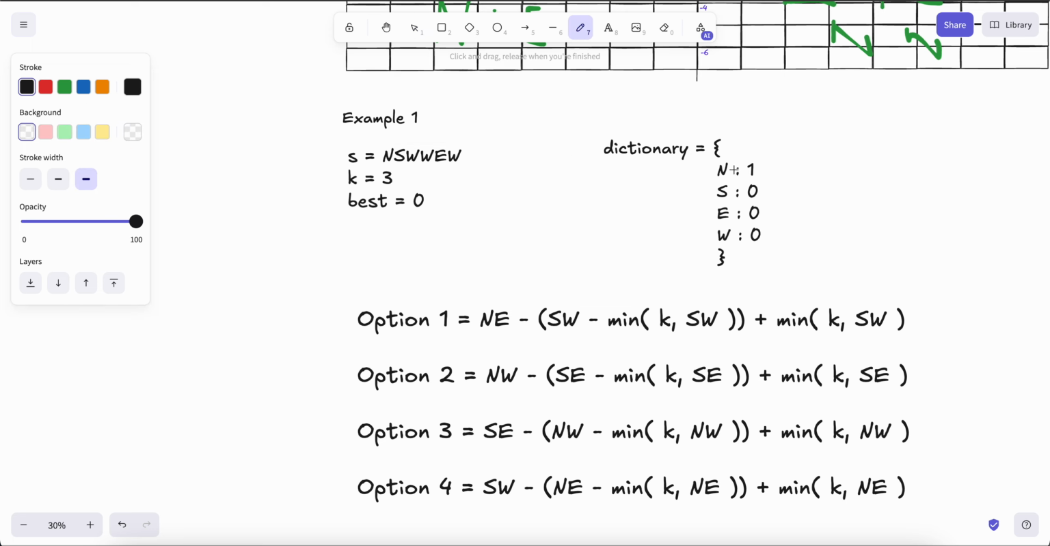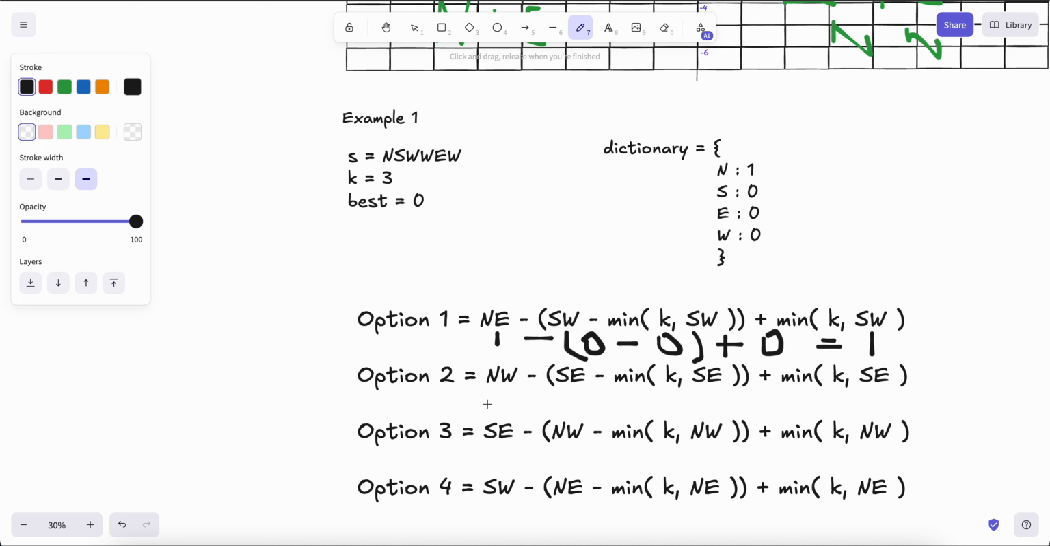In option 1, when you move northeast, we are going to have 1 n and 0 e. In this case, we have 1 here, minus the minimum of k and SW. The value of k is 3, but the value of SW is actually 0, so it will be 0 here. Then plus 0, because similarly k is 3 but SW is 0, so you take the minimum. So in this case, option 1, the value is 1 for index 1 of the string s.